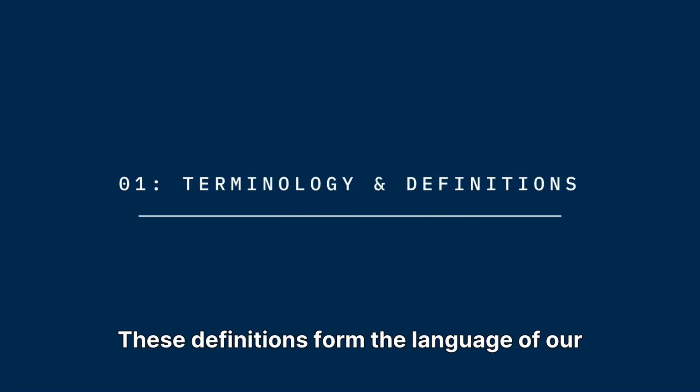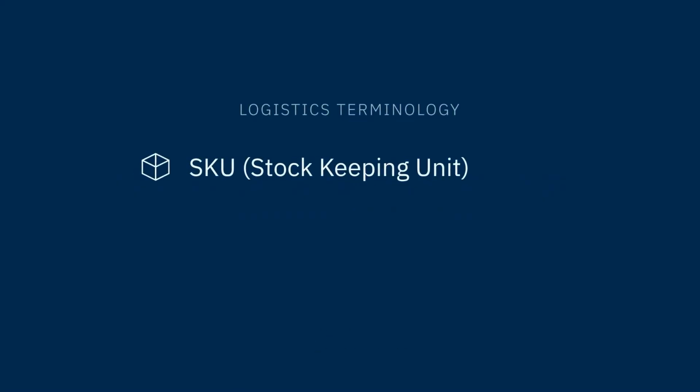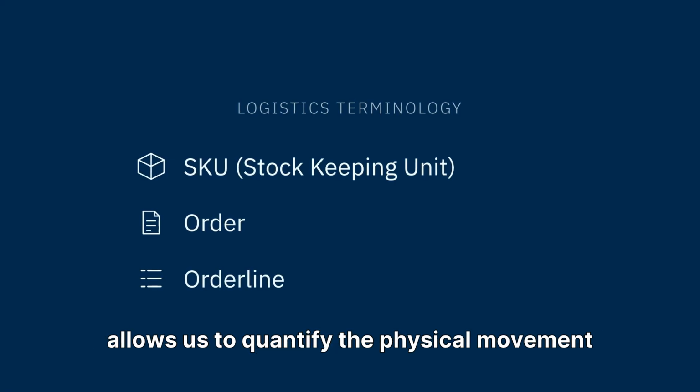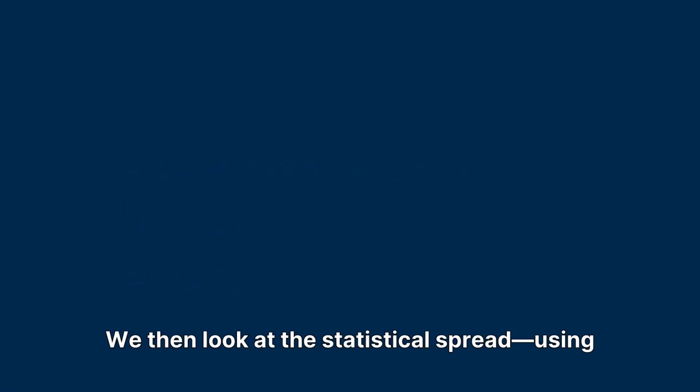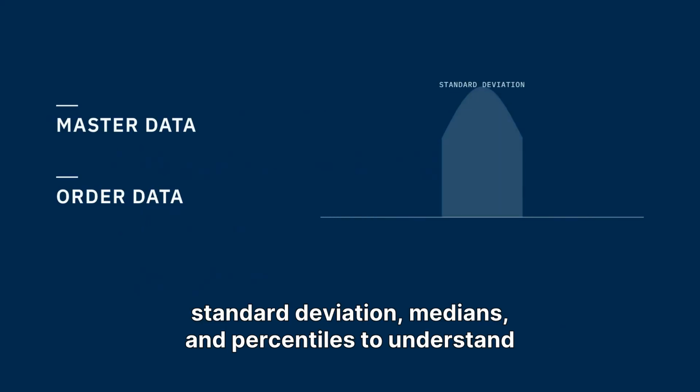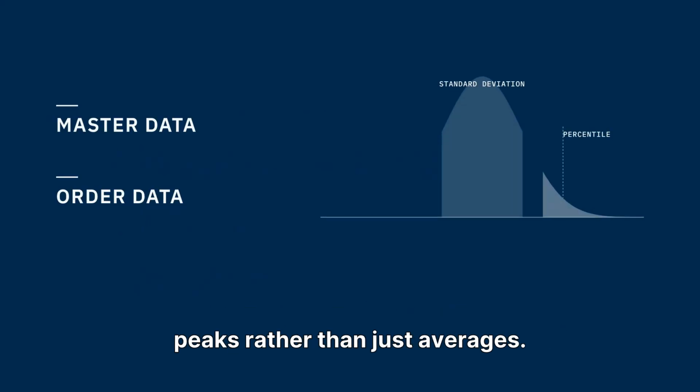These definitions form the language of our analysis. We look at SKUs, orders, and individual order lines. Understanding pieces per unit and transport units allows us to quantify the physical movement required. We then look at the statistical spread, using standard deviation, medians, and percentiles to understand peaks rather than just averages.